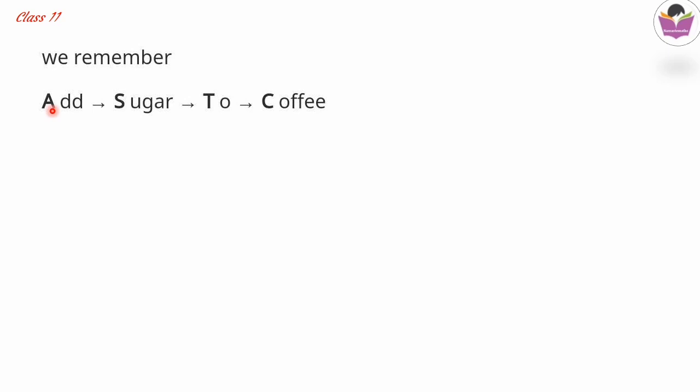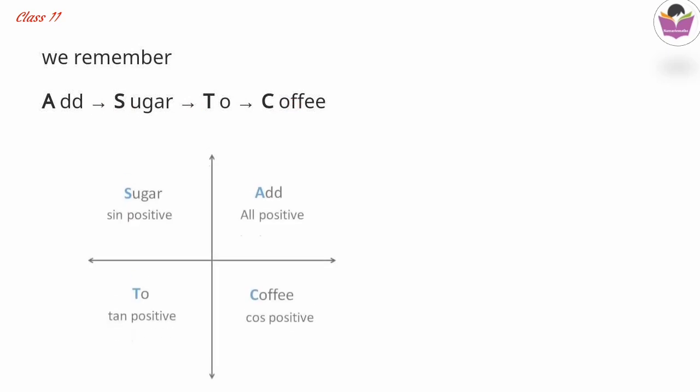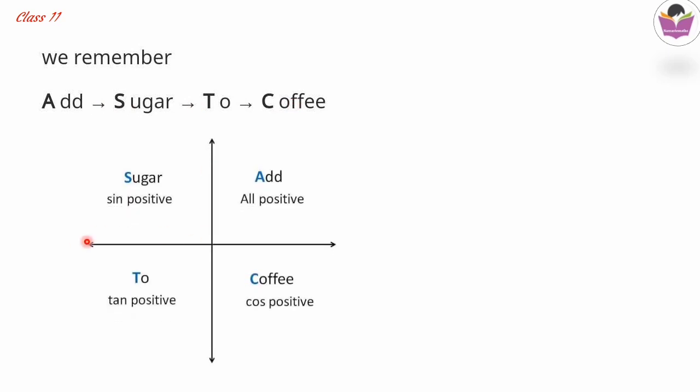Next, we shall discuss a short form which will be useful for recalling the sign convention of trigonometric functions. Just remember these four words: add sugar to coffee. Let's see this in detail. There are four quadrants. The x-axis and y-axis come into the plane, which means the plane will be divided into four quadrants. This is first, this is second, this is third, and this is fourth.